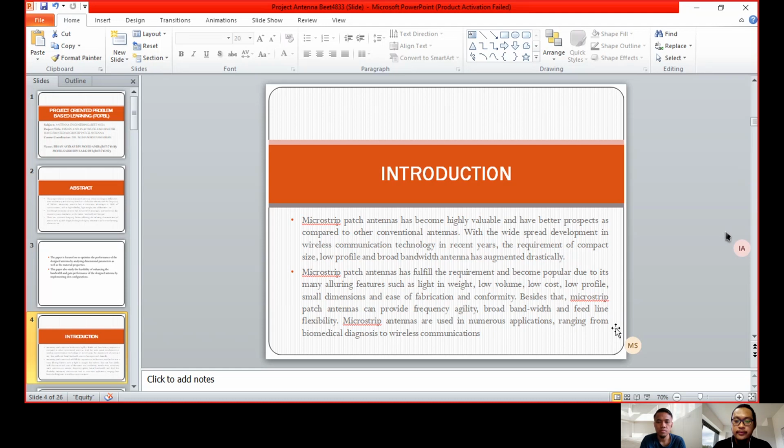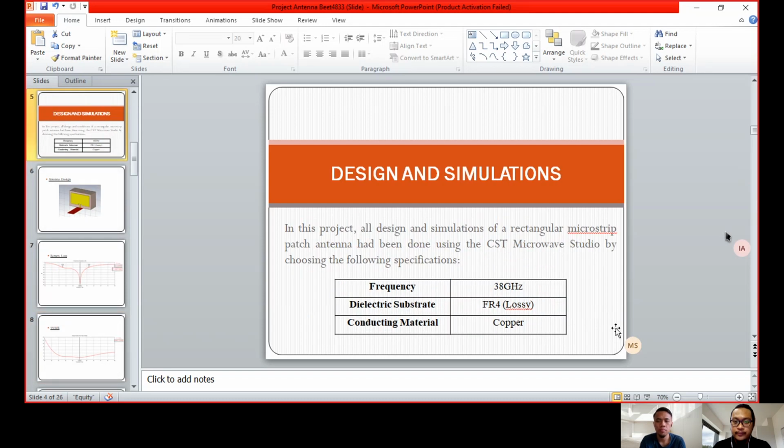Microstrip patch antennas have fulfilled the requirement and become popular due to many alluring features such as light weight, low profile, low volume, low cost, small dimensions, and ease of fabrication and conformity. Besides that, microstrip patch antenna can provide frequency agility, broad bandwidth, and feed line flexibility. Microstrip antennas are used in numerous applications, ranging from biomedical diagnosis to wireless communication.